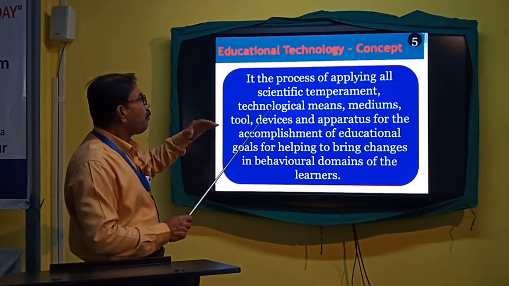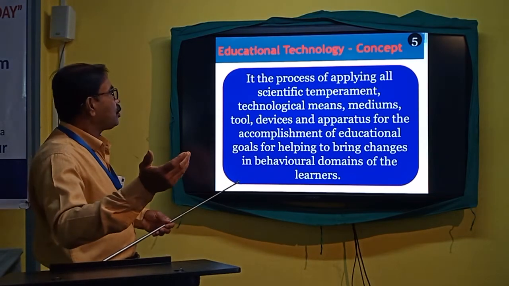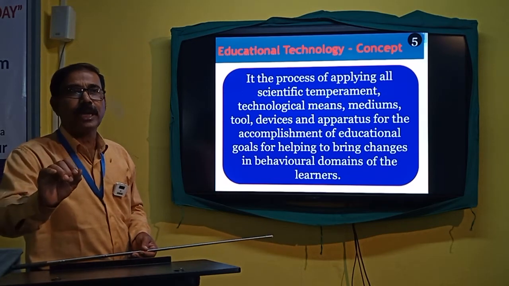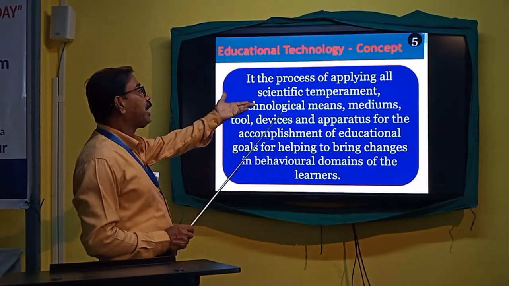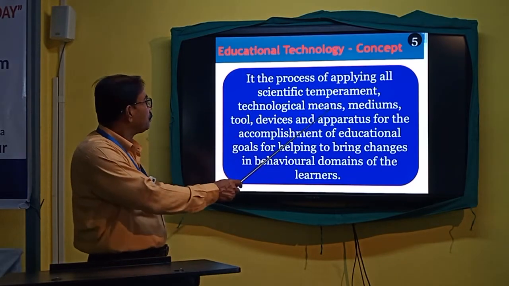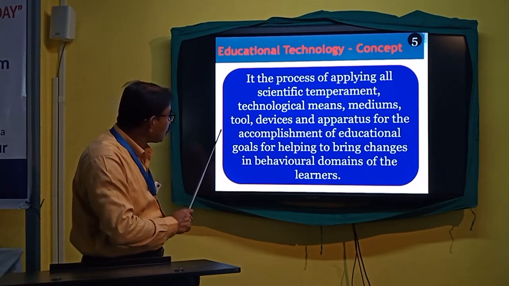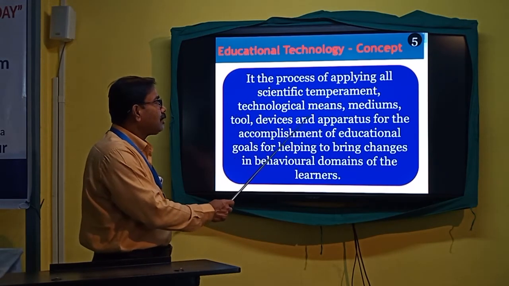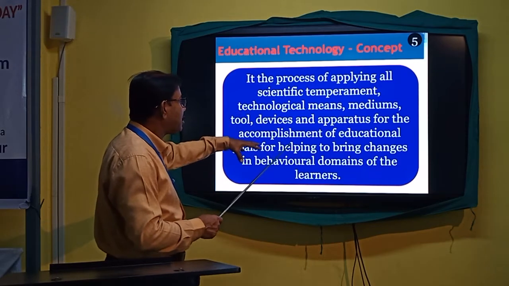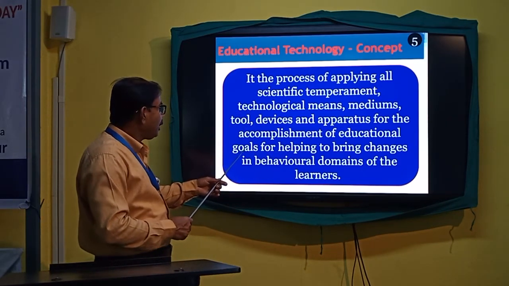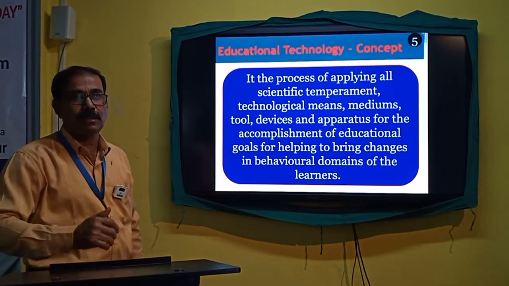In a precise, short, understandable way, it is the process of applying all scientific temperament, technological means, technological mediums, tools, devices, and apparatus for the achievement of educational purposes or educational goals, for helping to bring changes in the behavioral domains of the learner.